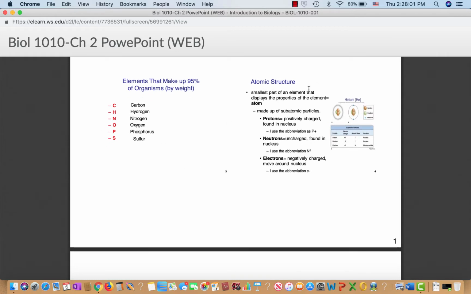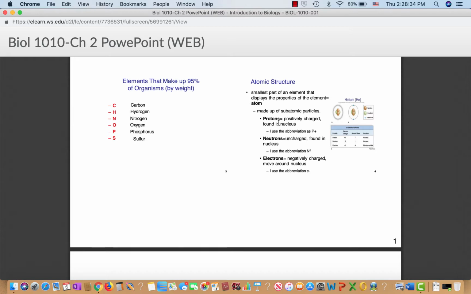So the atomic structure. The smallest part of an element that displays the properties of the element is an atom, which is made up of three subatomic particles. You have the proton, the neutron, and the electron. At one point in time, we believed that the atom was the smallest thing that there was, that nothing could ever get any smaller than that, which is why it was named atom in the first place, from the Greek atomos, meaning indivisible. But then we discovered subatomic particles.